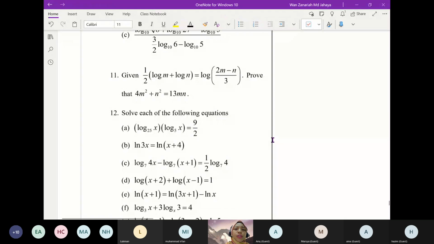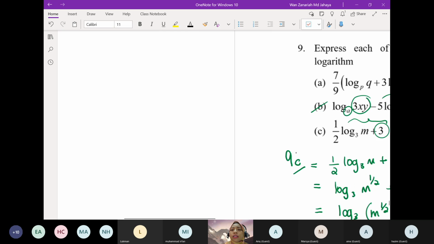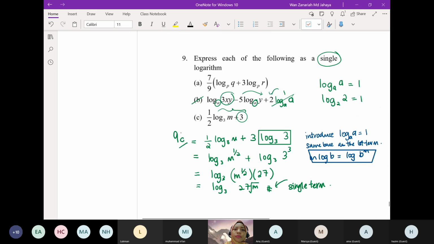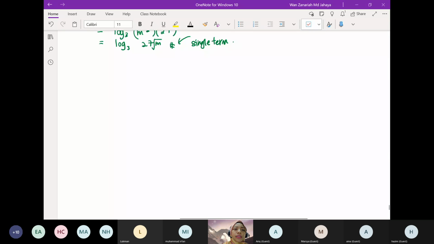Okay, someone asked about 11 too. I think question 11 is good to discuss, because it consists of a proving type of question, where students are having so much trouble solving. So why don't we discuss this kind of question?